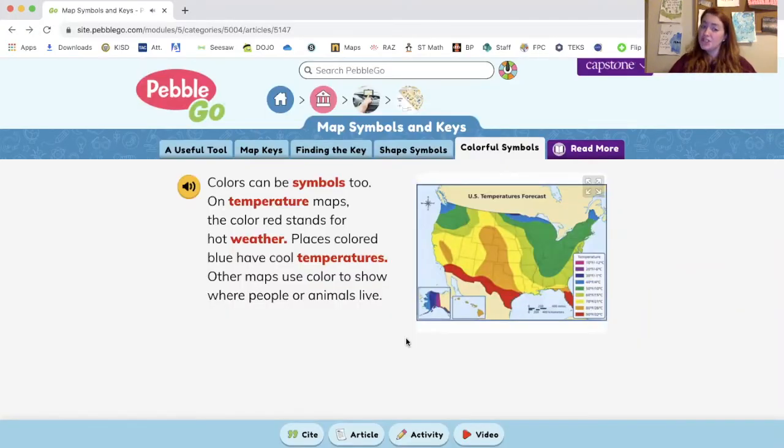Colors can be symbols too. On temperature maps, remember temperature, that's how hot or cold something is. On temperature maps, the color red stands for hot weather. We know Texas gets a lot of that, too much of that. Places colored blue have cool temperatures. Other maps use color to show where people or animals live.